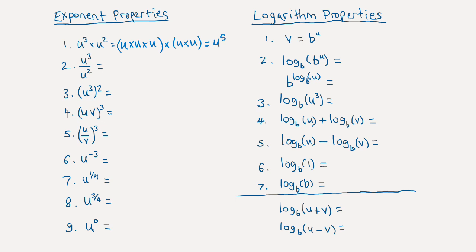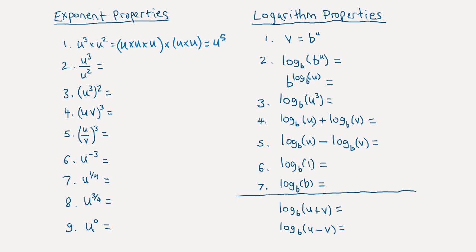Okay, in general we don't need to expand like this. We can just use the property that if we're multiplying two powers of a variable u, then we can just add the powers together, add the exponents. So in this case 3 plus 2 comes to 5. So our answer is u cubed times u squared equals u to the power 5.